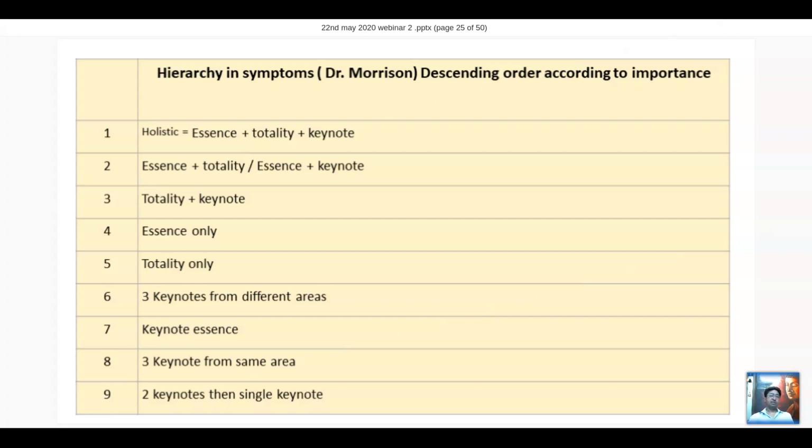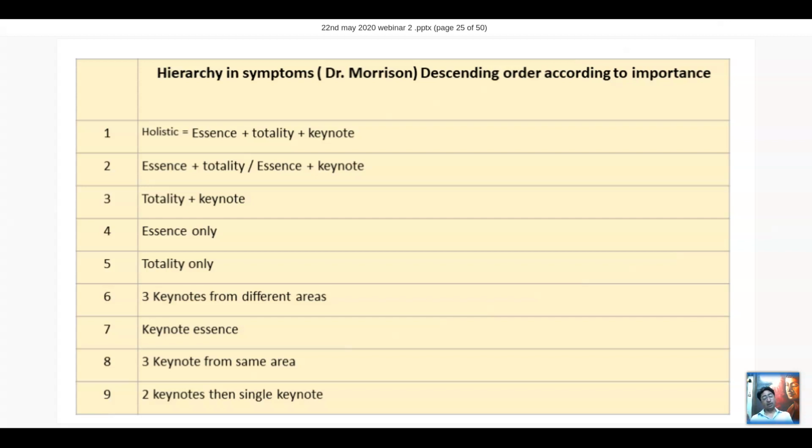He has given the importance, the most important is the holistic prescription. But if you are not having that information, so don't use light information or incomplete information or less intense symptoms just to prescribe holistically, then shift to the next level. Leave that and see whether you are having essence or totality or essence or keynote. If you are not having essence and totality or essence plus keynote, then go to totality plus keynote. Suppose you are not having totality or keynote, you are having only essence, then prescribe on only essence.